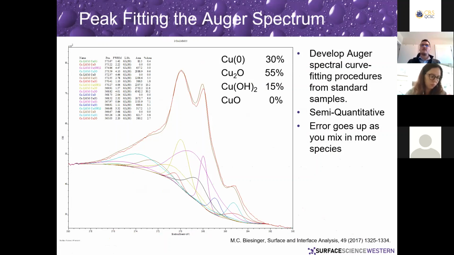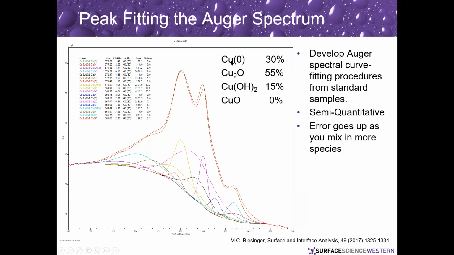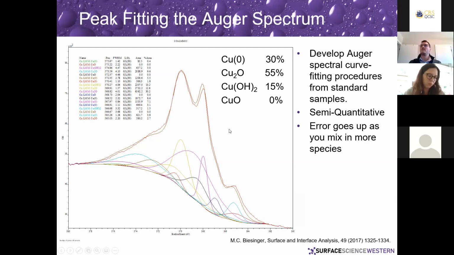And so we've gone a step further where we've taken a whole bunch of standard samples, and we've now developed curve fitting parameters for the Auger peak for the copper, because it has all this rich shape and position information that the 2p system does not have. And so it's allowing us to do curve fitting of the Auger peak and figure out how much copper metal I have versus copper 1 oxide versus copper 2 hydroxide, etc., and quantify those things.